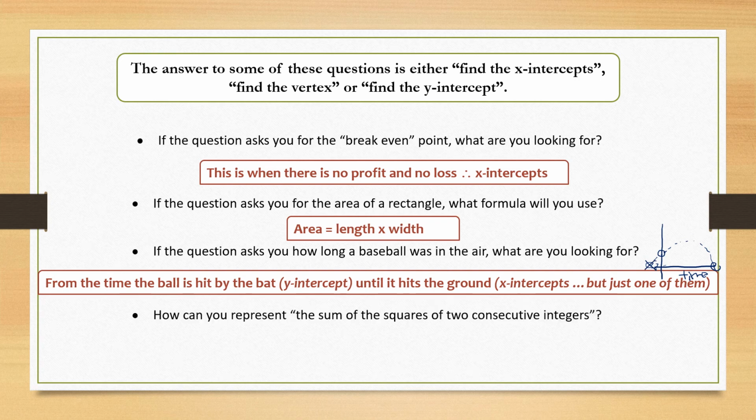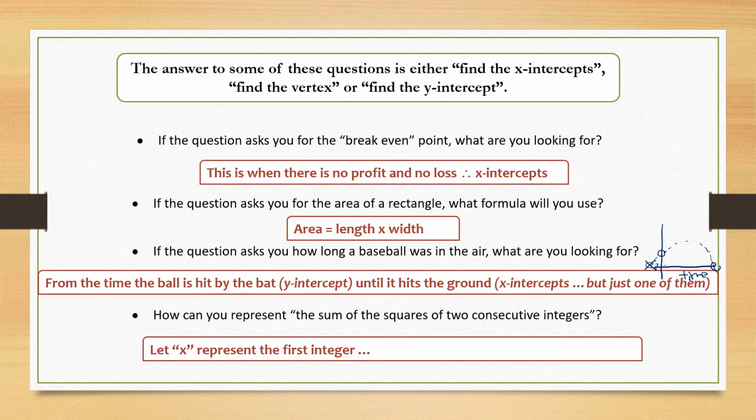And if it asks you, how can you represent the sum of the squares of 2 consecutive integers? Okay, so first of all, let x represent the first integer. The sum of the squares, okay, sum means I'm going to be adding something. Squares means I'm going to have whatever my number is, I'm going to have to square it. Consecutive integers are one right after the other. So if one number is 5, then the next number has got to be 6. One right after the other.